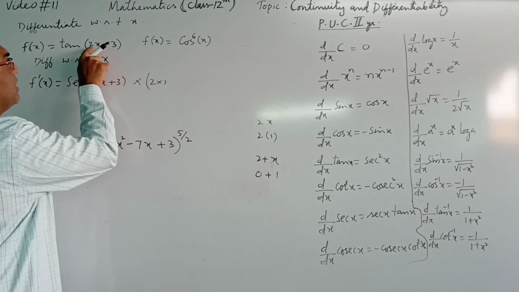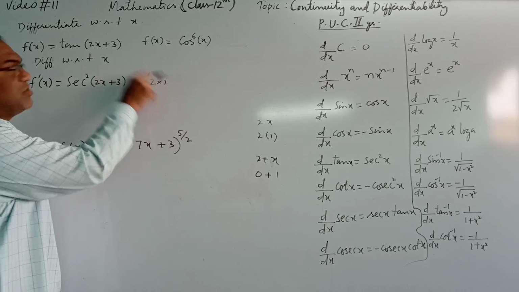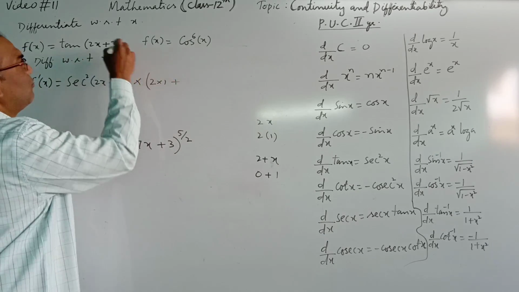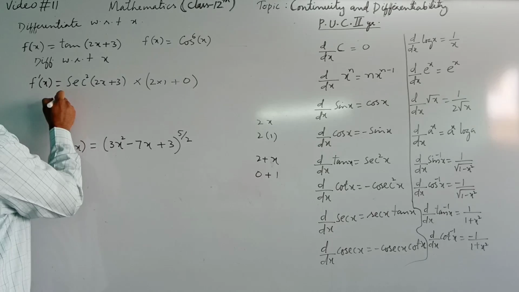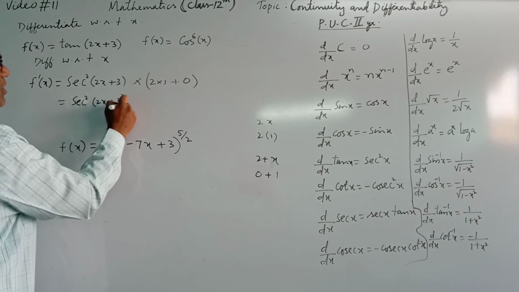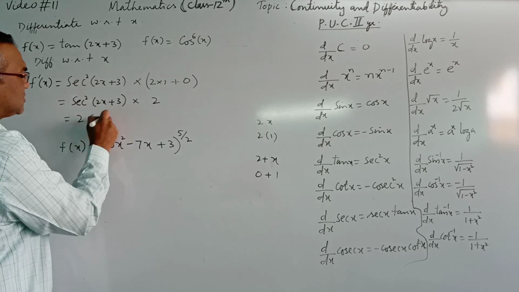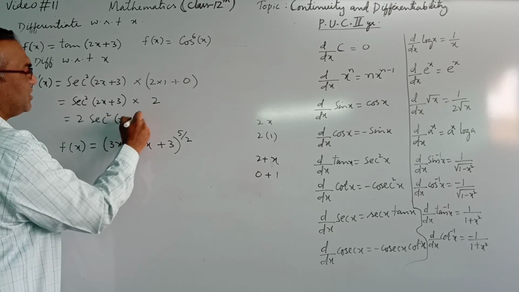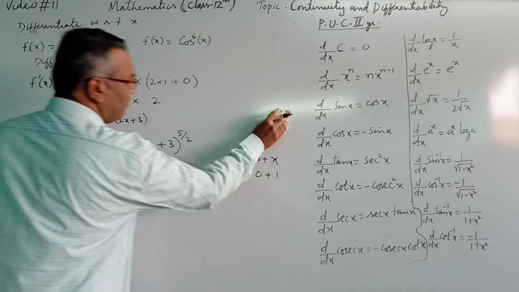When a constant is in addition with the function, differentiate the constant also. So here it is in product with the function, keep it as it is, and the differentiation of x is 1. Plus, what about the differentiation of 3? It's a constant, 0. So that will be sec square 2x plus 3 into 2. This will be 2, right? So 2 sec square of 2x plus 3 is the final answer. This is how we solve it, right?